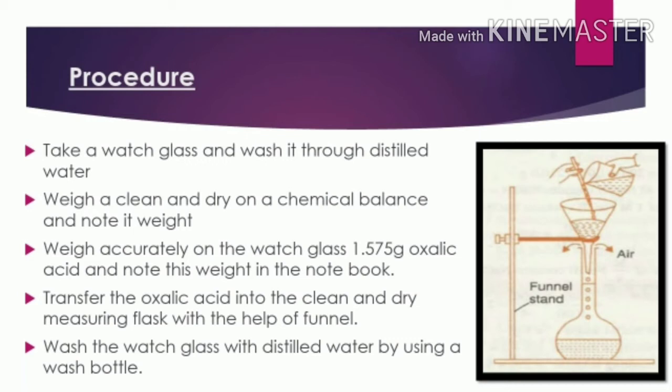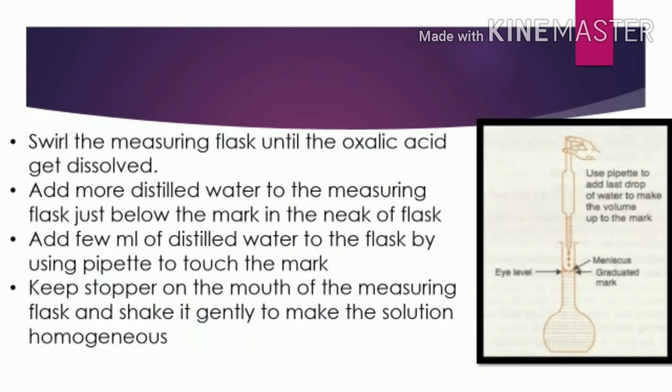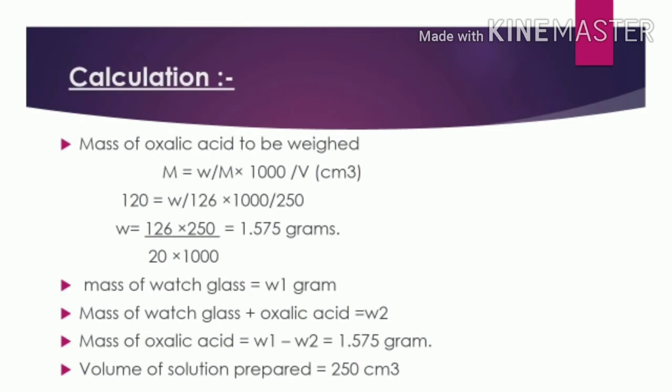Wash the watch glass with distilled water by using a wash bottle. Then swirl the measuring flask until the oxalic acid gets dissolved. Then add more distilled water to the measuring flask just below the mark in the neck of the flask. Add a few ml of distilled water to the flask by using the pipette to touch the mark. Then keep the stopper on the mouth of the measuring flask. Then shake gently to make the solution homogeneous.